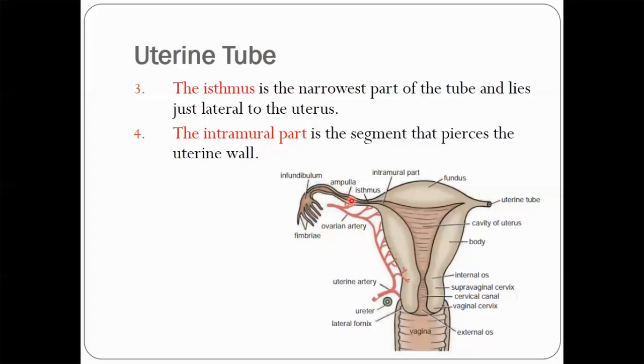Then the ampulla of the uterine tube, which is the most dilated part, and it is the site of fertilization. Here is the isthmus, the narrow part, and the last part is the intramural part, which extends through the wall of the uterus. Intramural means inside the wall, also called interstitial.